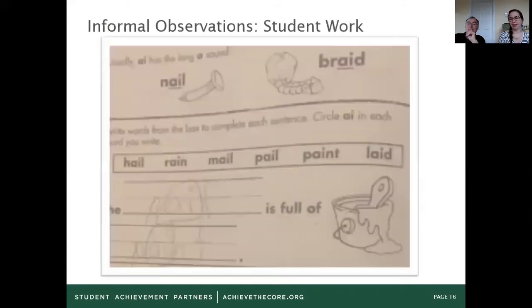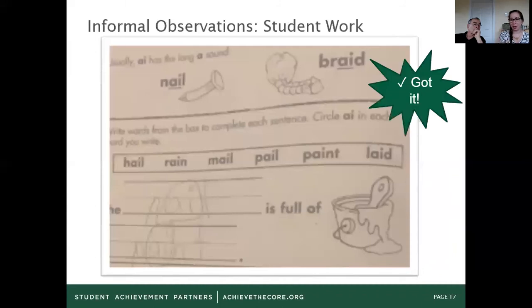So just a couple of examples here, connecting the practice that we focused on last week with what informal assessments can look like. If you take a look at this student work, where the students were identifying that AI made the long A sound, and they were writing words that matched the context of the sentence, we can see that the student did well. So you can monitor, you don't necessarily even have to collect it. You might be over the shoulder. You can monitor and say the student is doing really well.